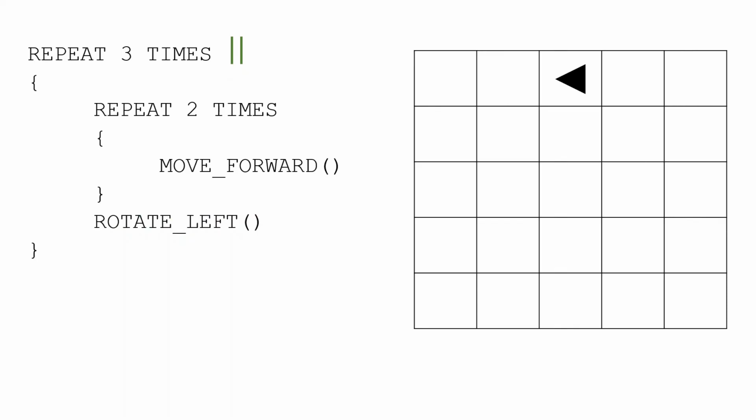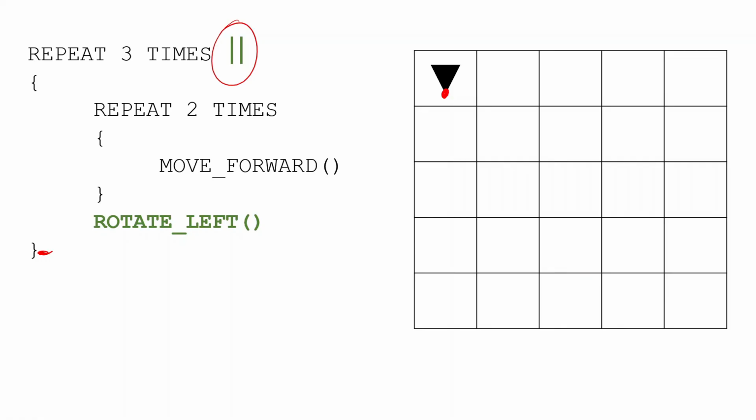So now I'm going to keep track. I'm going to go the second time through my loop. And the second time, I'm going to repeat twice. I'm going to move forward. My triangle is going to be facing here, and then I'm going to rotate to the left. So I'm going to rotate in this direction, and you'll see my triangle get pointed downward. I'm going to move forward, rotate left. And now the triangle is down. So that brings me to the end of that loop.